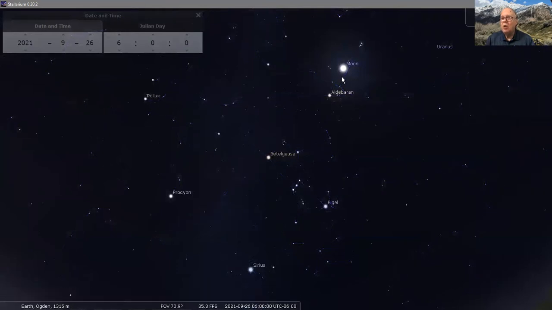The moon on Wednesday is going to be third quarter moon. So we're moving toward third quarter, then past third quarter to the new moon phase.